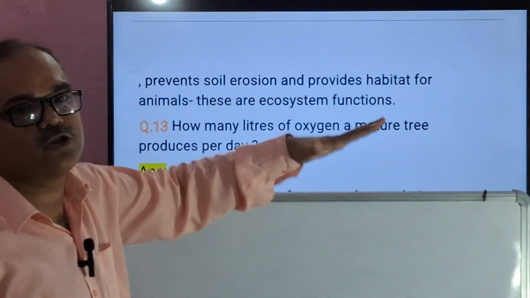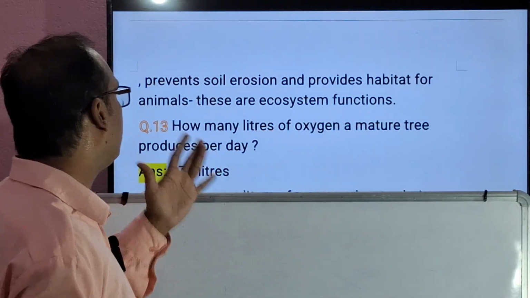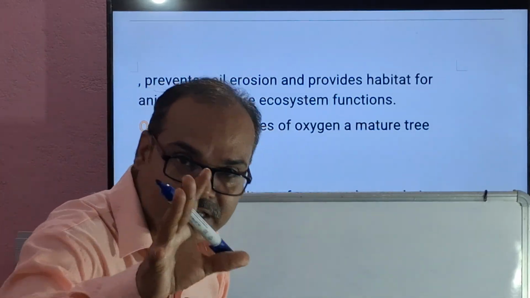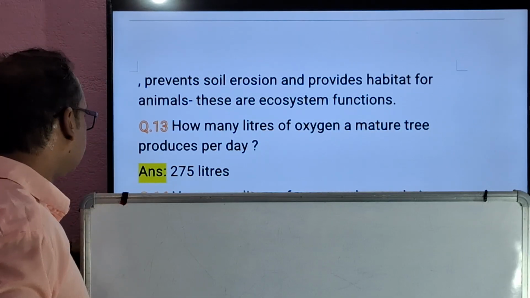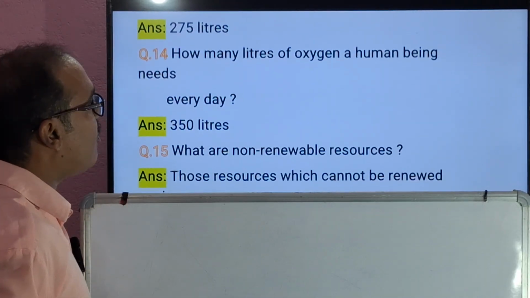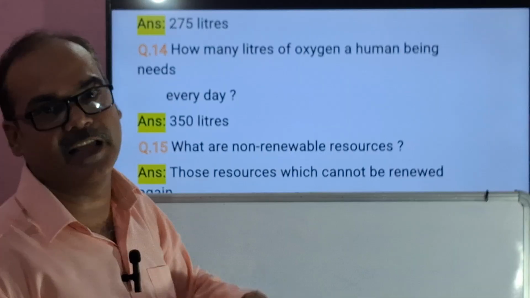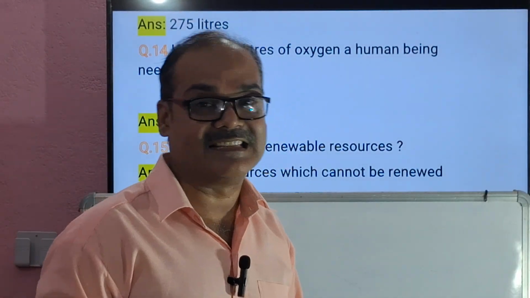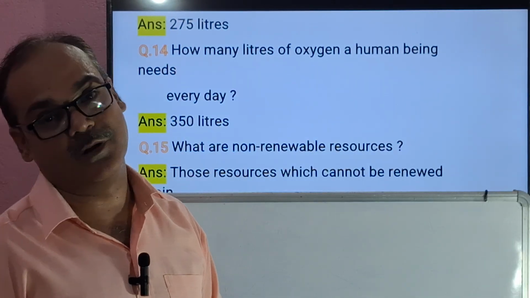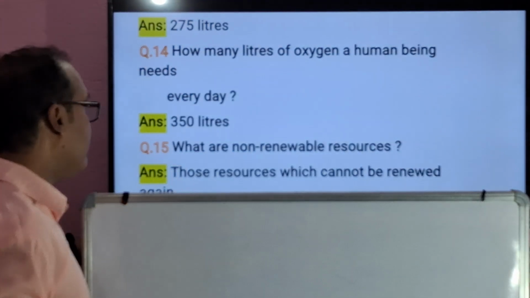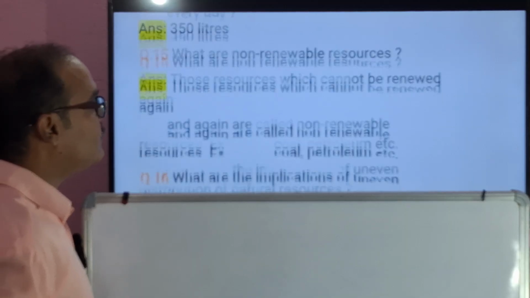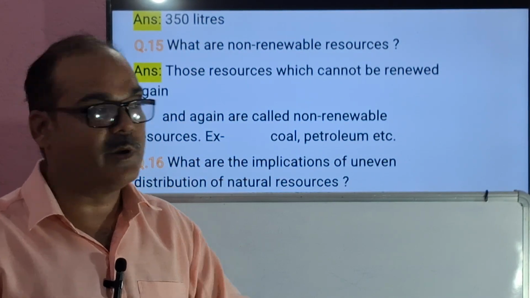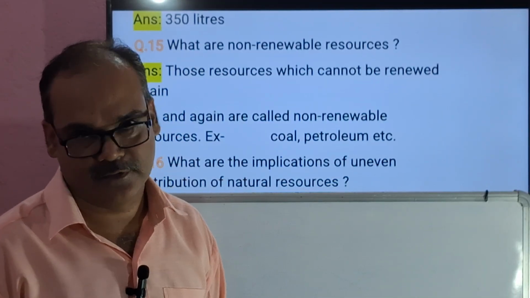Next, how many liters of oxygen does a mature tree produce per day? Answer is 275 liters. Next, how many liters of oxygen does a human being need every day? The answer is 350 liters of oxygen is needed by a human being. What are non-renewable resources? Those resources which cannot be renewed again and again are called non-renewable resources. Maybe coal, petroleum, all that. Got it? Okay.